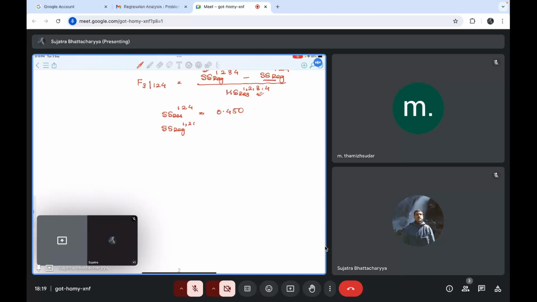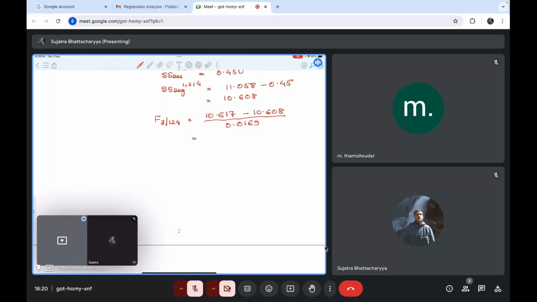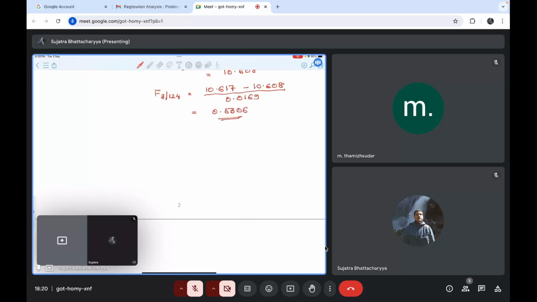SS regression can be easily calculated as SS total minus SS residual. So it is 11.058 minus 0.450, and that yields 10.608 as the answer. Now I will calculate F3 in the presence of 1, 2, 4, using values we already have: 10.617 minus 10.608, which we just calculated, divided by 0.0169. Roughly we get 0.5306.